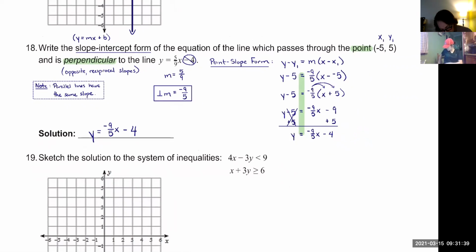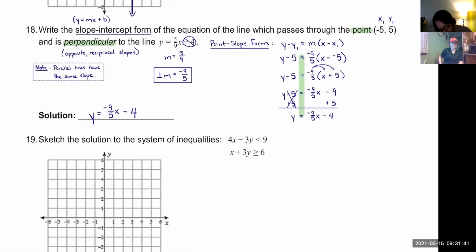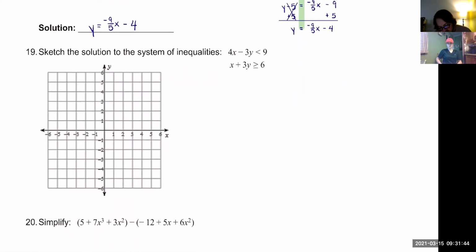All right. Number 19. Sketch the solution of the system of inequalities. First off, system, if you remember from that unit, unit 3, is when we dealt with 2 or more of something. So in this case, we have 2 linear inequalities. Now, inequalities are the ones where we didn't mess with substitution or elimination. We stuck specifically with graphing.